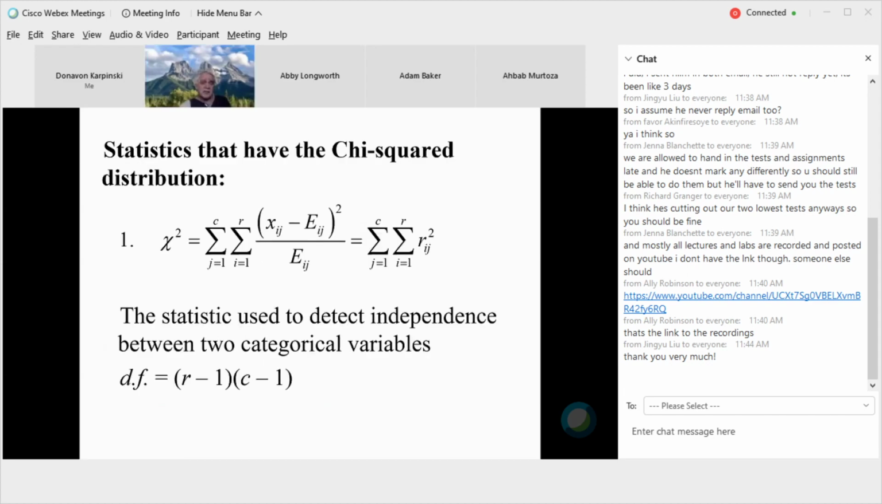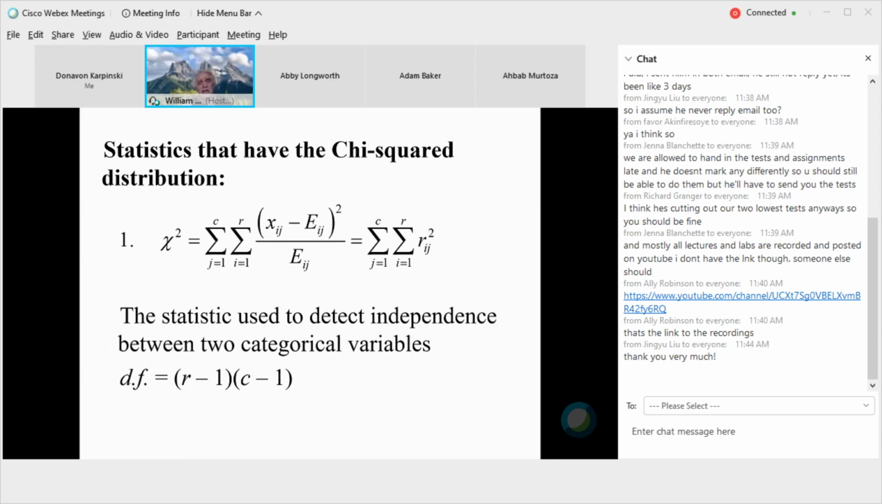Statistics that have the chi-squared distribution. This statistic here is used when you're looking at the independence between two categorical variables. The data is displayed in a table. Xij is the number of cases where variable 1 is equal to i and variable 2 is equal to j. The row is equal to i and the column is equal to j. Eij is the expected frequency in the case of independence.